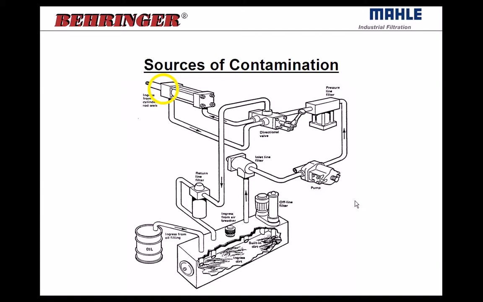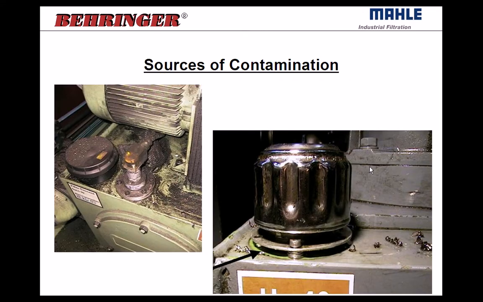So here, to reiterate again, the cylinder rods are an area that brings contamination into the system. New oil topping off the hydraulic reservoir. The air breather, if it's not properly maintained, can allow for airborne contaminants and dirt on the hydraulic tank to get in. And here you can see some breather filters on typical hydraulic reservoirs. If you look at the one on the left, the top of the tank is not very clean, so a lot of that dirt can get into the reservoir through breathing if you don't maintain the element in there.